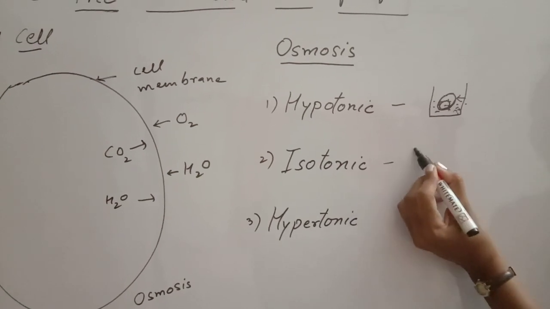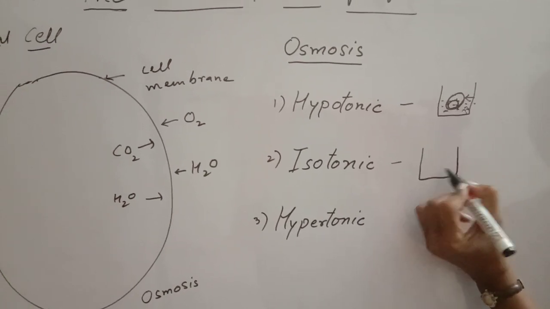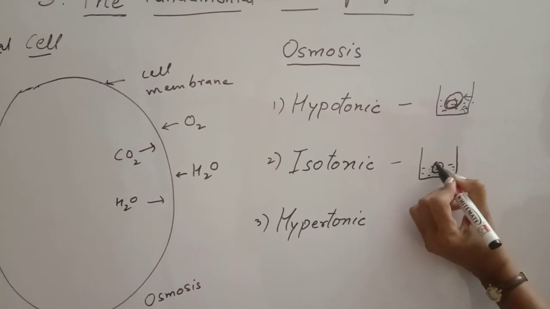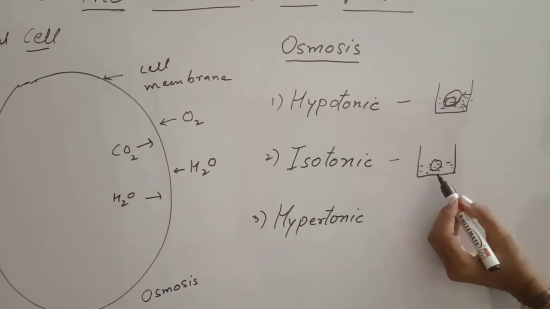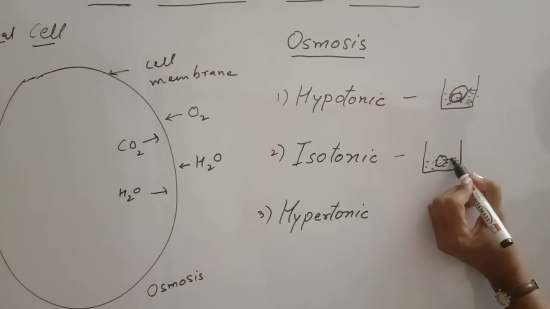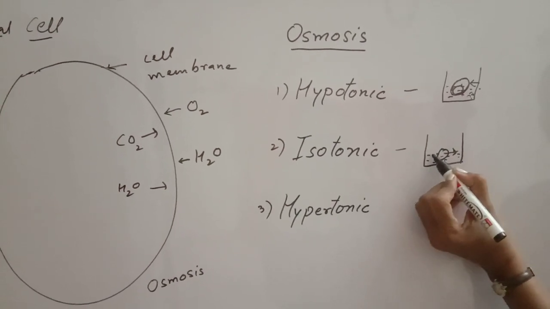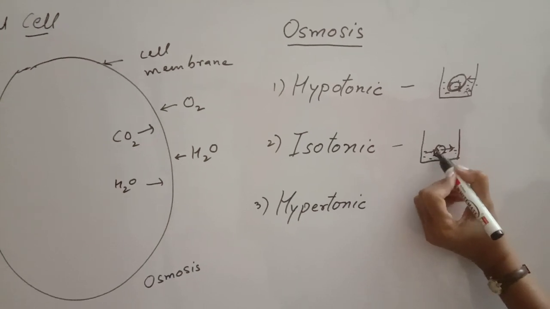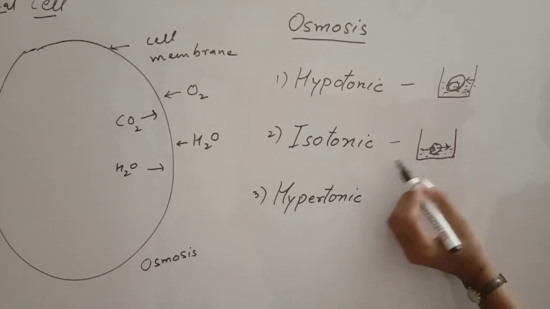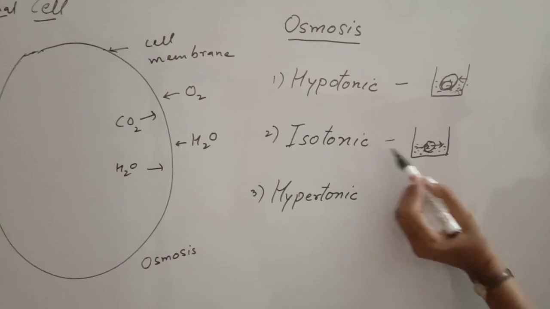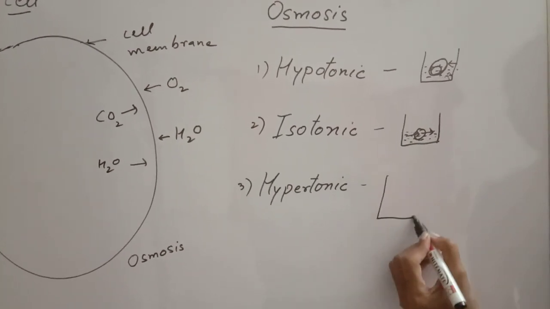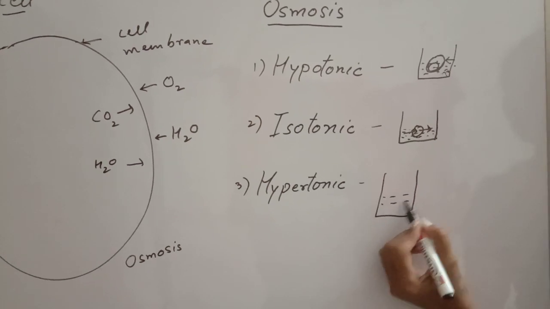Now isotonic. Suppose I take water and a cell. Now here what is happening? No change in the size of the cell takes place. That means the amount of water coming outside is equal to the water going inside, so there is no change in the shape. So this solution is called an isotonic solution. Now the third, I had taken a very salty solution and the cell is kept inside.